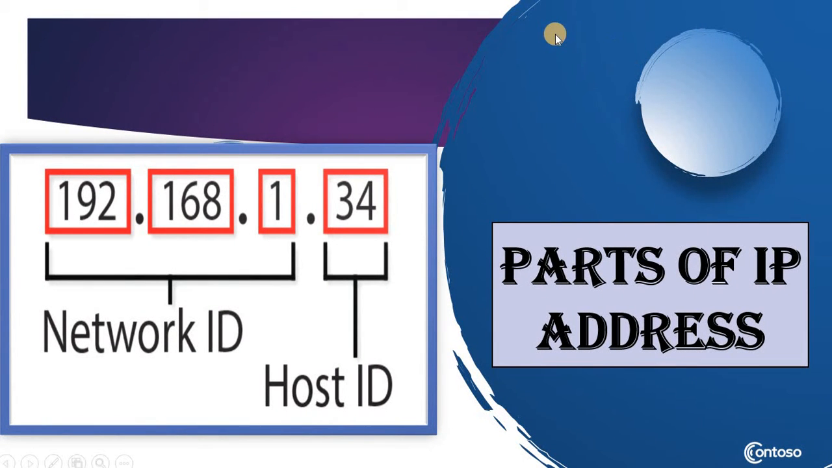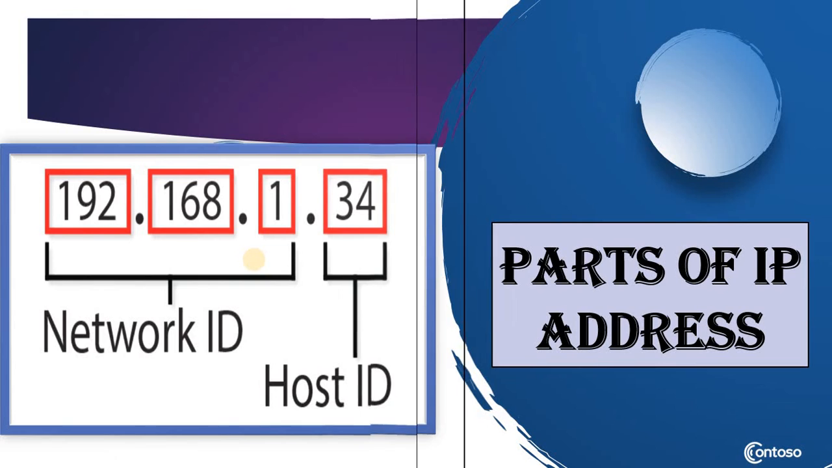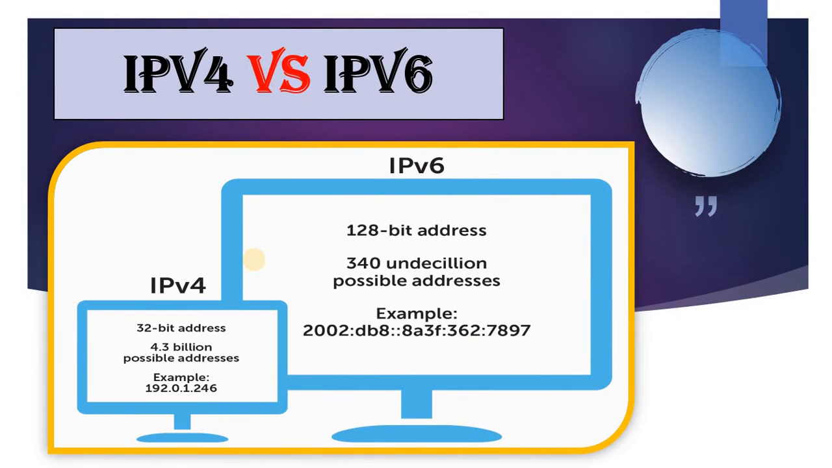Now you can see in the picture that an IP address has two parts. Number one is the network ID and the next one is the host ID. So these make up the IP address of a device. Okay. Now we have two kinds of IP addresses. Number one is IPv4 and the next is IPv6.